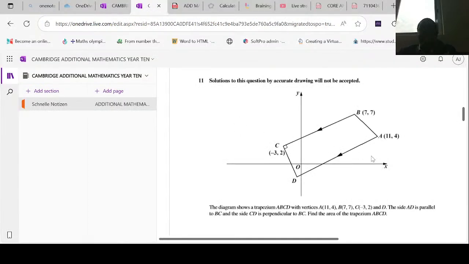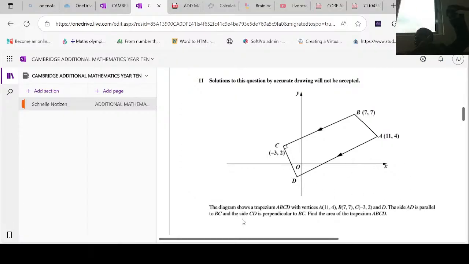Take this one. So now, you know how to find gradient too. Of course, you already know how to find gradient now. Change in y over change in x, rise over run. You know how to find that. Good. So if they say the line, what do you call it? AB. Okay. They said AD is parallel to BC.